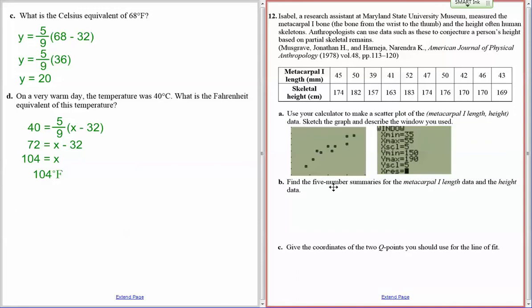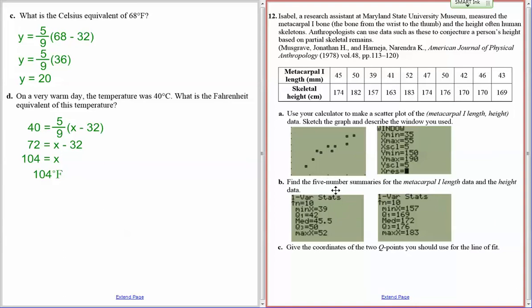Okay, so here's my scatter plot using a window from 35 to 55 scaled by 5s and from 150 to 190 scaled by 5s for my y values. So it looks kind of like that. 5 number summaries. For the metacarpal 1 lengths, 39, 42, 45.5, 50, and 52. And for the skeletal heights, it's 157, 169, 172, 176, and 183. So the coordinates of the Q points we should use are 42, 169, and 50, 176.